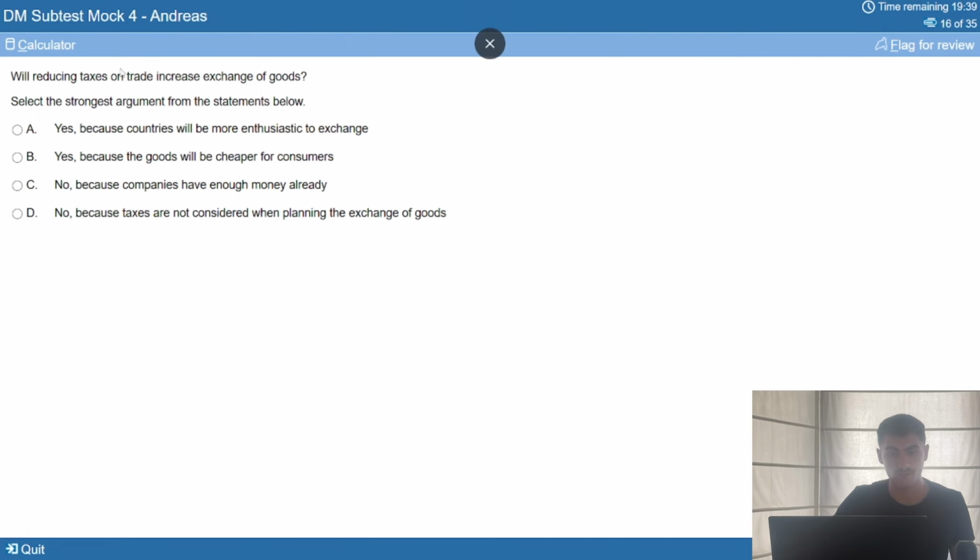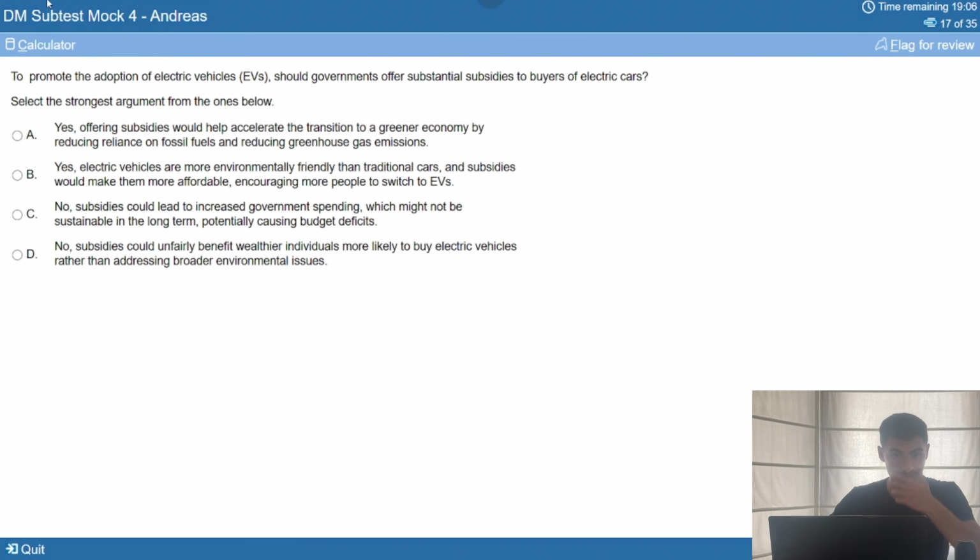Okay, so here I have taxes and exchange of goods. So I'm gonna search for these two words. It's because it's a small passage. So look, neither of the first three ones has exchange of goods in full, and I cannot see taxes except in the last one, so it's probably the last one. No, because taxes are not considered when planning the exchange of goods. Yeah, I'm gonna go with D.